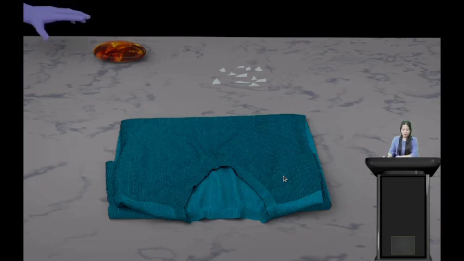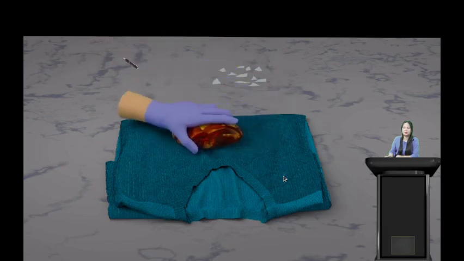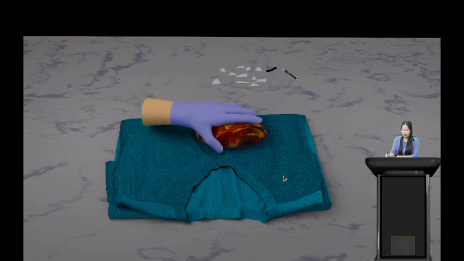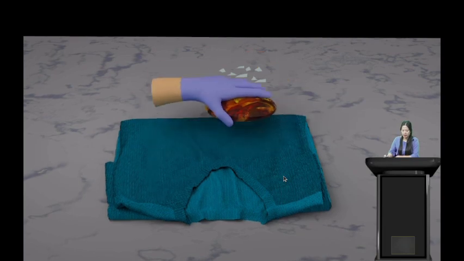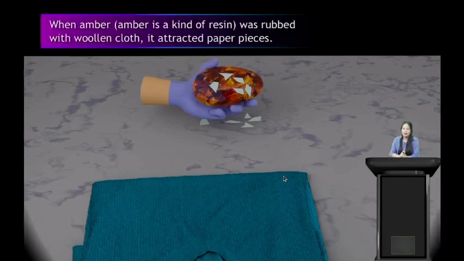Here, let us take an ember. Now when we rub this ember on a cloth and bring it near small pieces of paper, as we can see here, it will attract the paper. Now what is ember? Ember is a kind of resin. When ember was rubbed with woolen cloth, it attracted paper pieces.